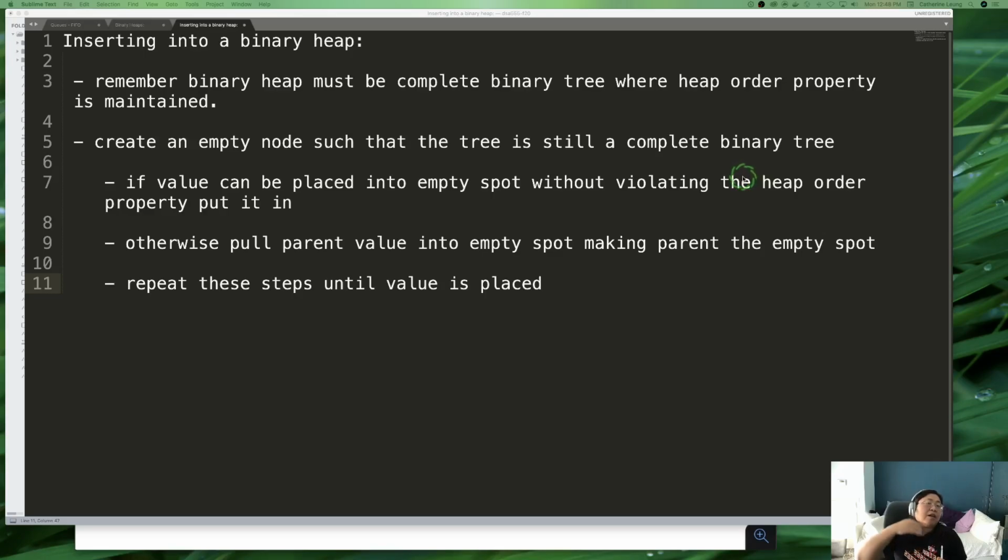And then you say, okay, can I put the value into the parent? And if the answer is yes, put it in. If the answer is no, again, you pull down that node's parent and keep going until you either place the value or you get to the root. Once the empty node is at the root, you have to be able to place the value in because there's nothing that is higher priority at that point.